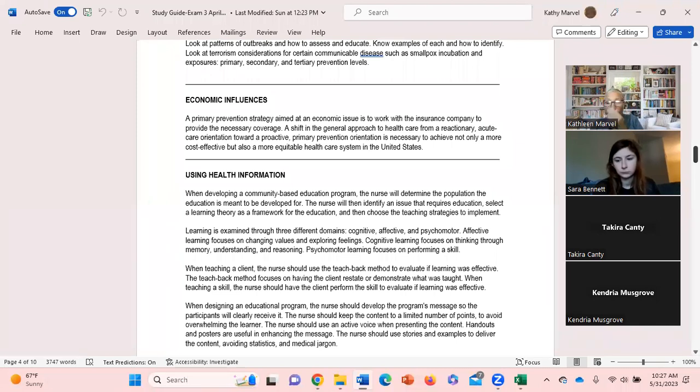Primary prevention with regards to economic influences could be working with an insurance company. Let's say you have a patient that the insurance won't cover a certain medication for their treatment of a rare disorder they've been diagnosed with. How do you, as the nurse, proactively work with the insurance company to let them know that you've looked into this and it's going to be far less expensive for them to cover the medication than for all the necessary hospital visits if they're not treated? Does that make sense?